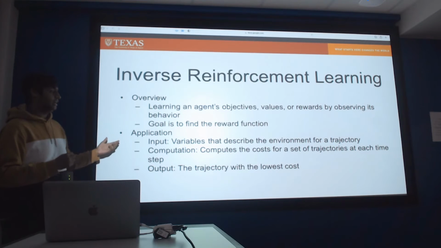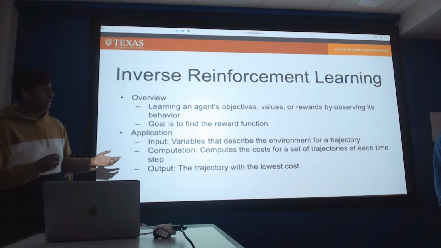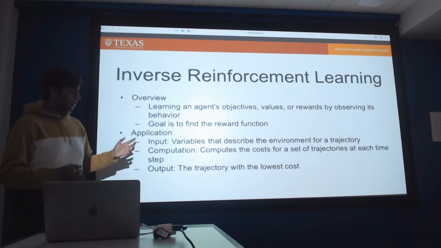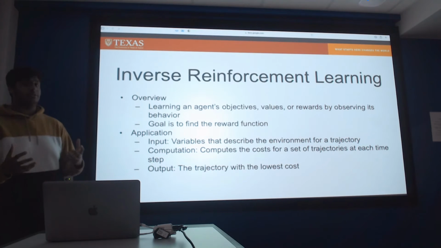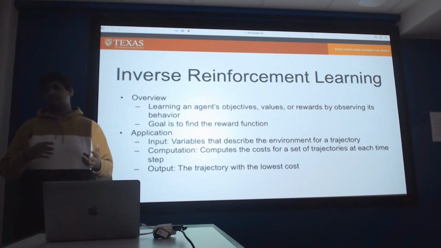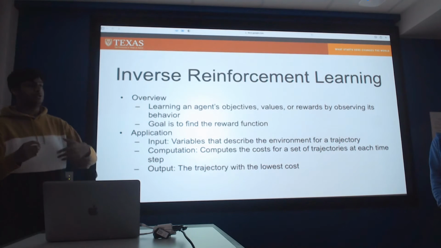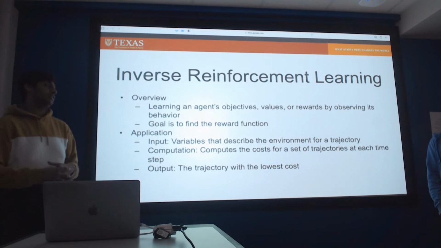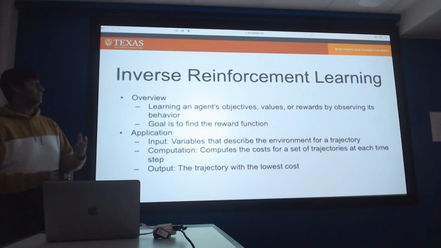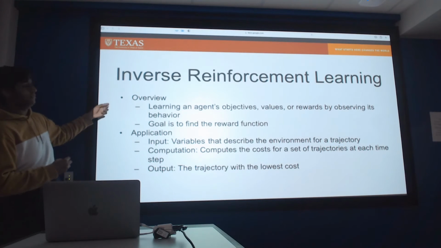Once we take a description of the current environment that the robot is working inside of, we can compute the costs for the setup trajectories given to us by the sampler at every time step. These setup trajectories are described by different constant curvature arcs, which are basically different radiuses along the circle. We compute which trajectory amongst those given to us by the sampler would be best, and then output the trajectory with the lowest cost based off of the reward function that we derive from inverse reinforcement learning.